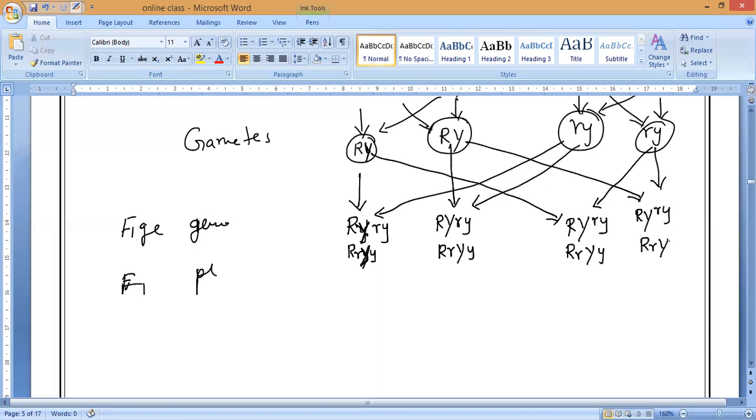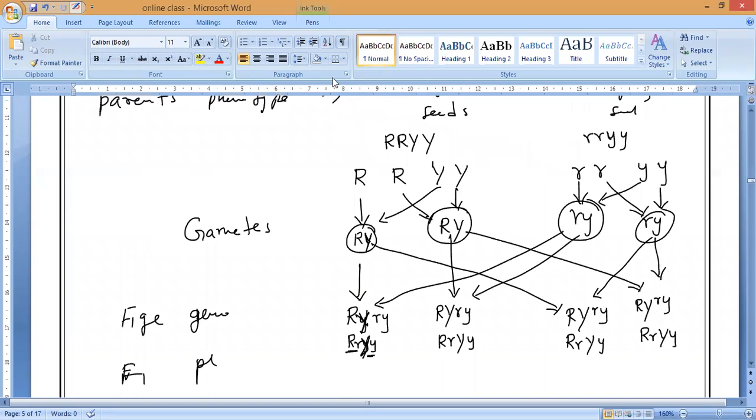So what will come? Capital R, capital Y, small y. Capital R, small r, capital Y, small y. Everywhere we are having capital R, capital Y. If it is having capital R, capital Y, what is that law called as? Law of dominance. Law of dominance.